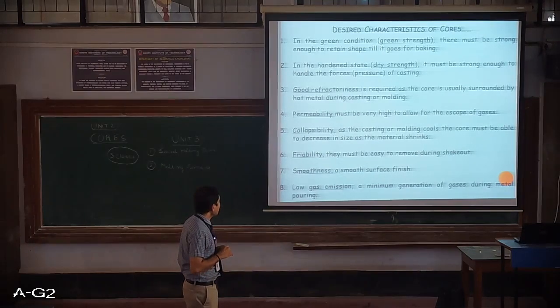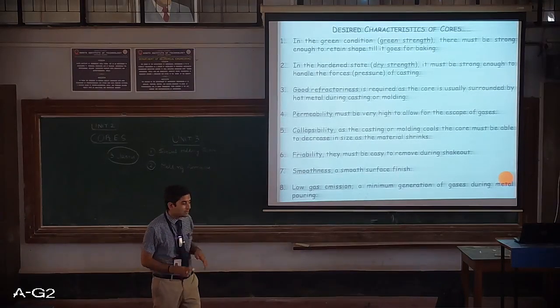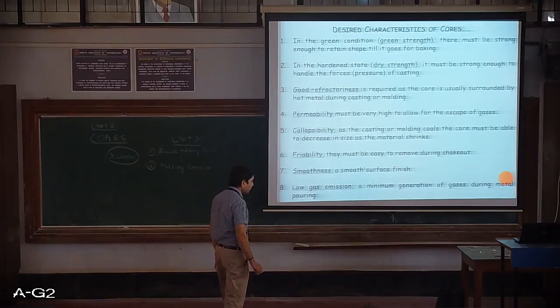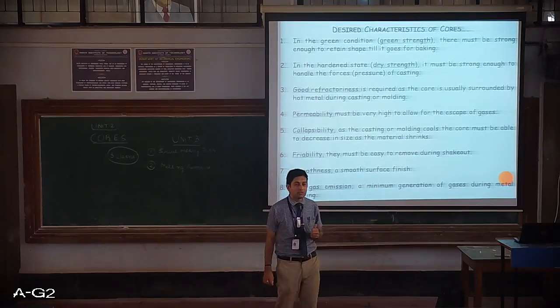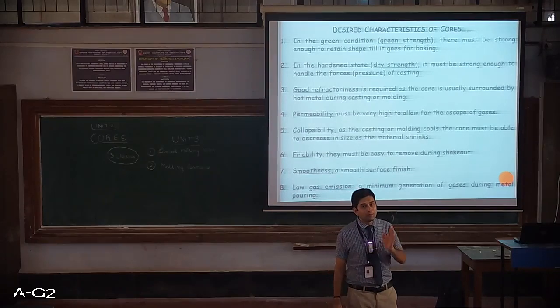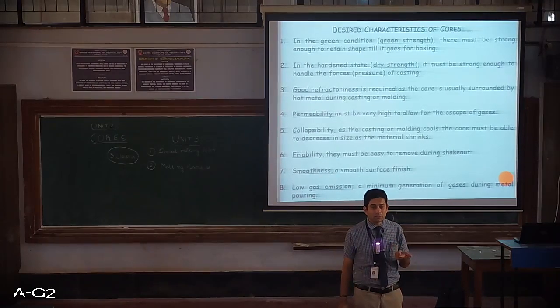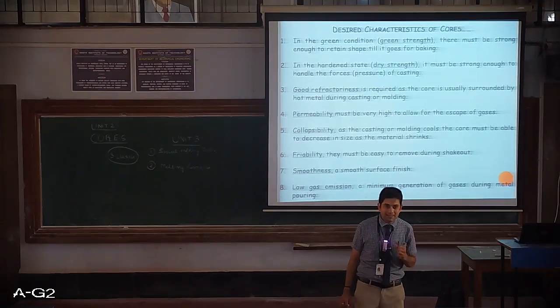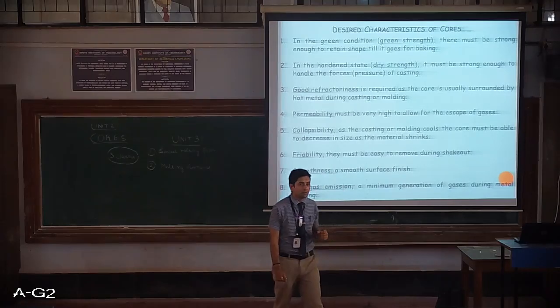Then the friability. Friability means that easy removal of the core should be there. That is the meaning of friability. Smoothness, the core surface should be very much smooth. Because you know that what the core will have will be reflected on the surface of the cavity of the casting that you get. So it is expected that the core should have a very good surface finish.